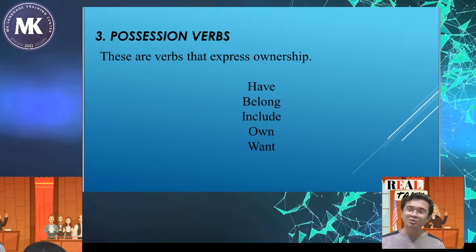For the next one, we have possession verbs. For the word possession, commonly it's what you own, what you have. So we call it possession verbs. It's quite obvious, right? These are verbs that express ownership, something you have, something you own. Examples of these verbs are have, belong, include, own, and want. As you notice, it's like what this person owns. So we call this one possession verbs.